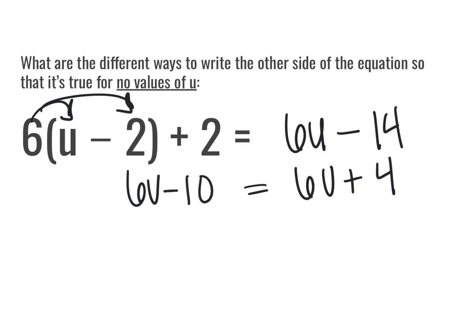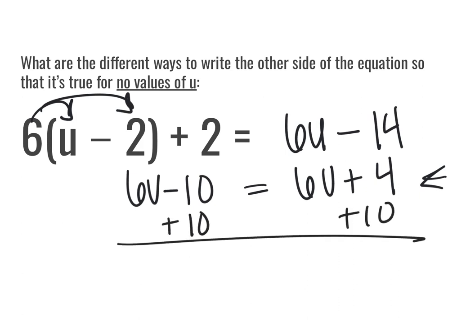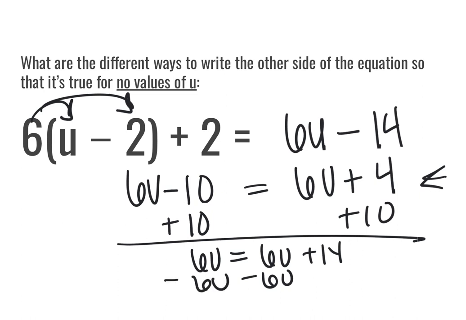So let's just work with this one. I'm going to add 10 to both sides. So now I have 6u is equal to 6u plus 14. Then I'm going to subtract 6u from both sides. What are we going to end up having? 0 equals 14, which is not a true statement.